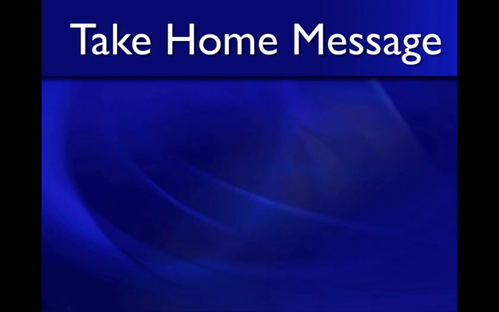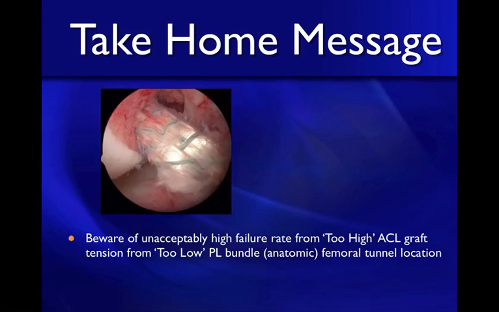So to summarize, the take-home message is, beware of an unacceptably high failure rate that seems to be coming out from some of these studies. We're seeing it in the registries in Denmark. We're seeing it here in the United States, that this too low PL bundle or anatomic location produces too high ACL graft tension in extension, and if the placement of the tibial tunnel is medial over top of the PCL, then you can also get too high tension in flexion.